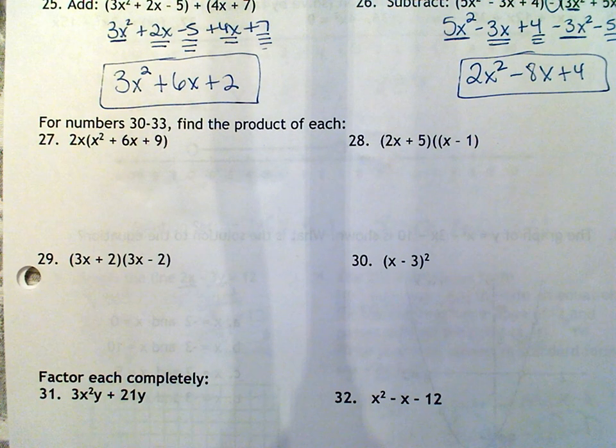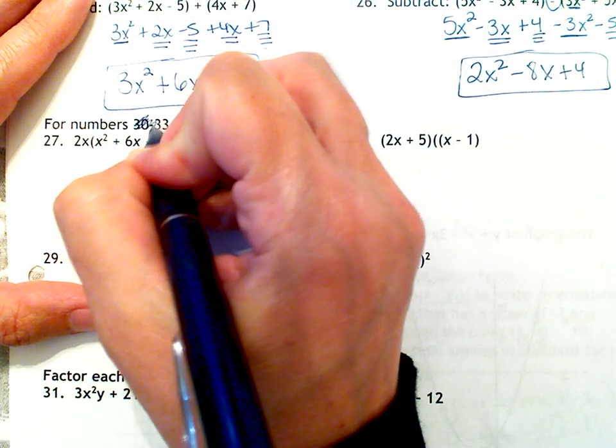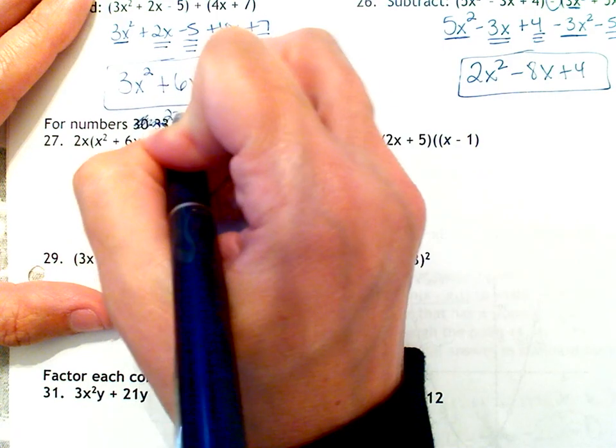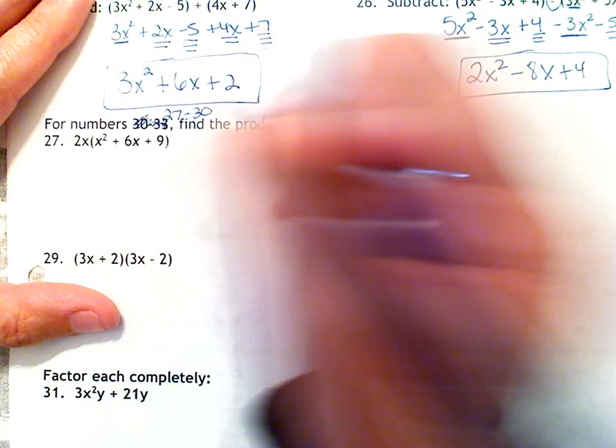All right. I don't know why this says 30 through 33, because this is 27 through 30. So this needs to go away. So this is 27 through 30. We're going to find the product.